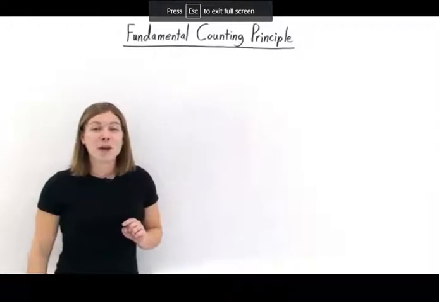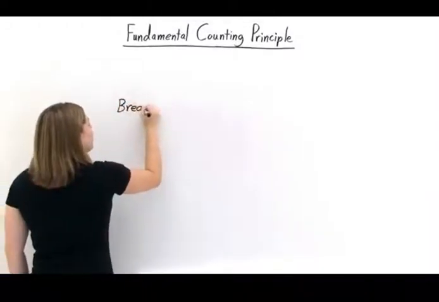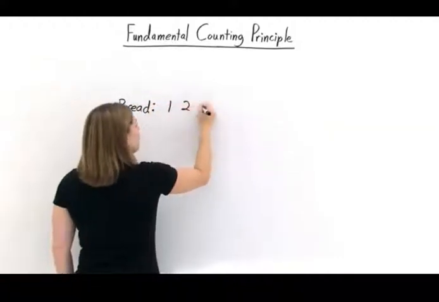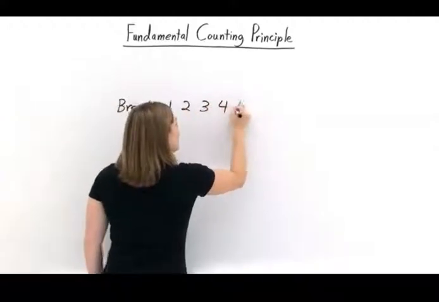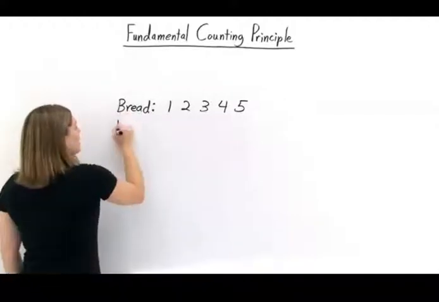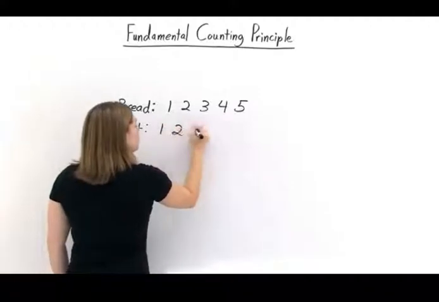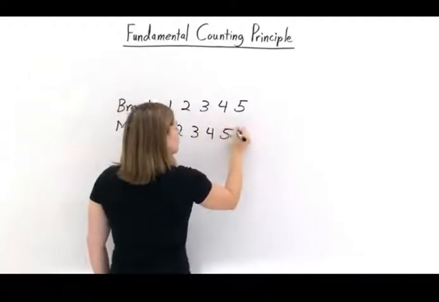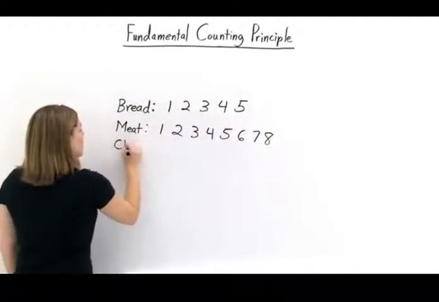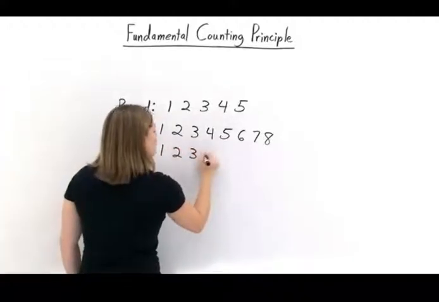Well, to figure out that number, we need to start looking at the different options we have. Let's start by looking at our different options for bread. There are 5 different types of bread to choose from. So let's number them out. 1, 2, 3, 4, and 5 for the 5 different types of bread. Now let's look at meat. Well, there's 8 different types of meat to choose from. So we want to write out all of those options. Perfect. Now for the cheese. There are 6 different types of cheese, so we write down all of those different types.